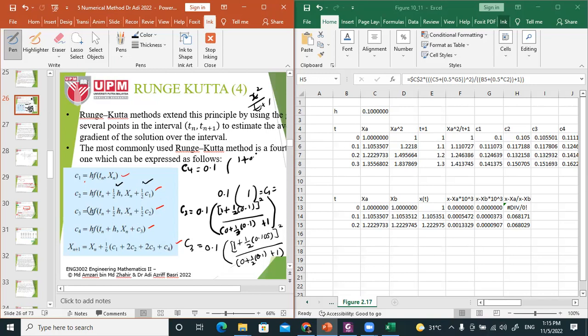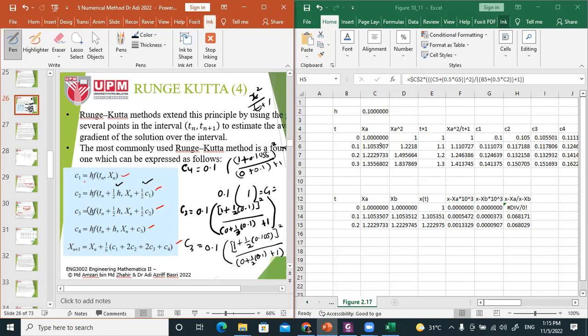0.1055. 0.1055 squared divided by t. What is your t? It is 0. Plus h. h is 0.1 plus 1. Then you get the C4 value. So the moment you get the C1, C2, C3, and C4 values, you can start to calculate the next x value, which is x at 0.1.